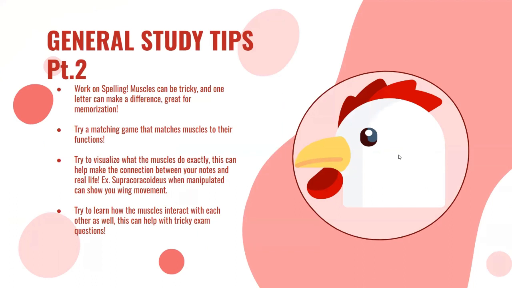These are general study tips. Part 2, work on spelling. Muscles can be tricky and one letter can make a difference. It's great for memorization. Try a matching game that matches muscles to their functions and try to visualize what the muscles do exactly. This can help make the connection between your notes and real life.